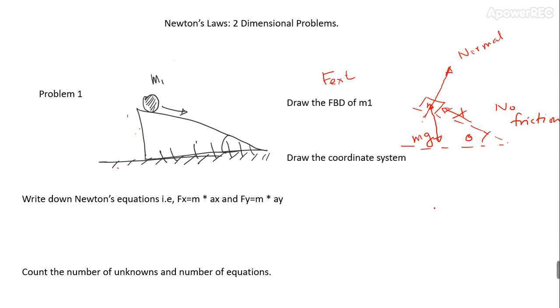Now I'll just redraw here the other important information, that is the coordinate system. Now in the last slide we said that we're going to use a coordinate system that is fixed to the inclined plane, and that is perfectly acceptable. So now I'm going to just redraw the diagram along with the coordinate system.